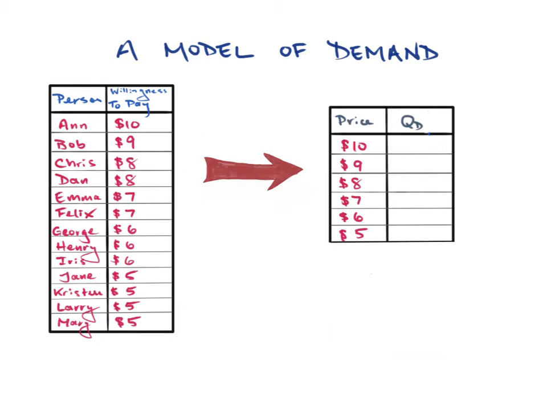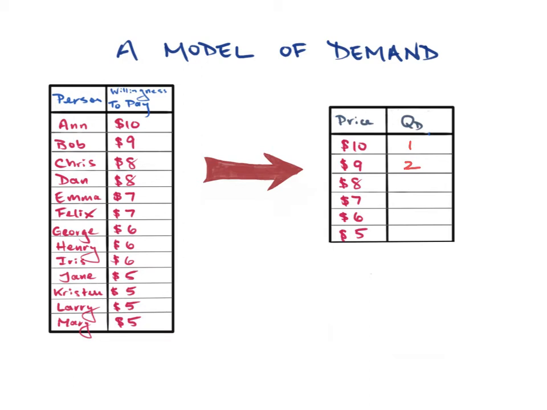Okay, how many hamburgers would consumers want to purchase if the price were $10? So we look down this list. Who's willing to pay $10 for a hamburger? Anne, right? That's one person. So if the price were $10, there'd be one person willing and able to purchase a hamburger. If the price of hamburgers were $9, how many people would be willing and able to purchase hamburgers? Not just one. Two. Yeah, Anne and Bob. Right? There'd be two people willing to purchase hamburgers at a price of $9.